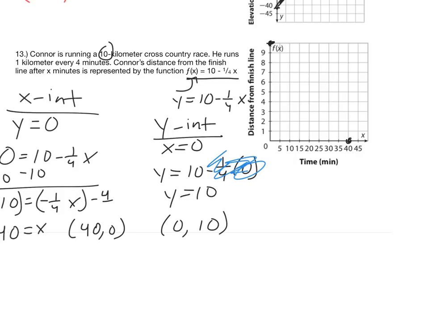That is a horrible line. All right, so what do these represent? Well, your y-intercept is going to represent the starting point, where he started when he began the race, before any time elapsed. And then your x-intercept is going to be the amount of time it took him to get to 0 kilometers, the amount of time it took him to finish. That's how you would interpret those two.